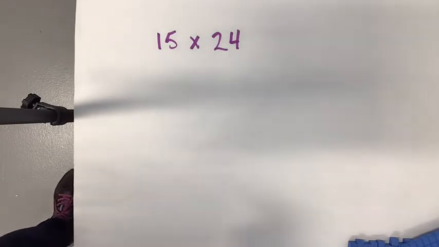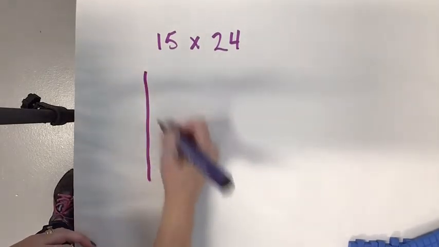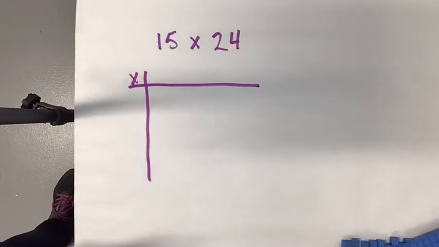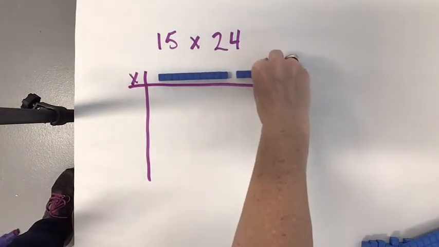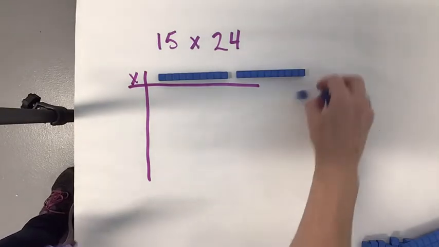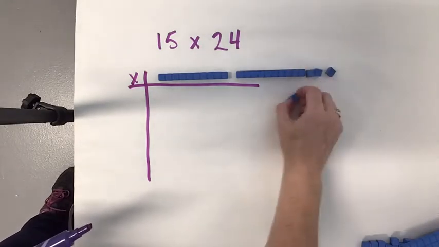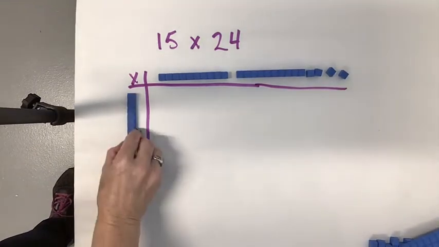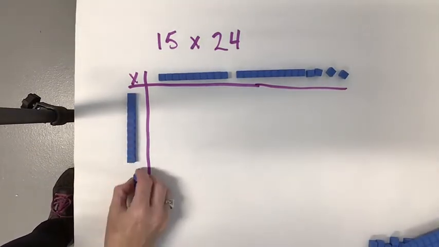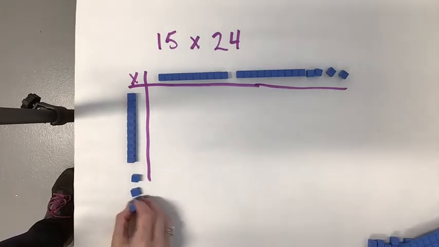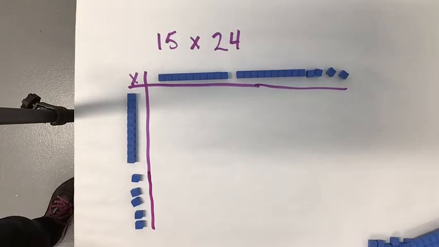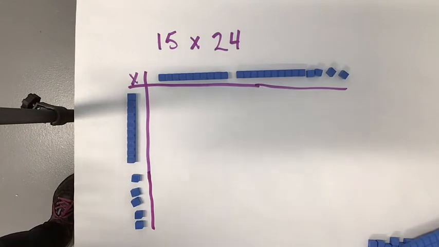So if I draw this out, I can still show them an array. I'm going to build one of the numbers up here, 24. I didn't draw my line long enough. And I'm going to build my other number here, 15. Okay, then I'm still going to look one place at a time.